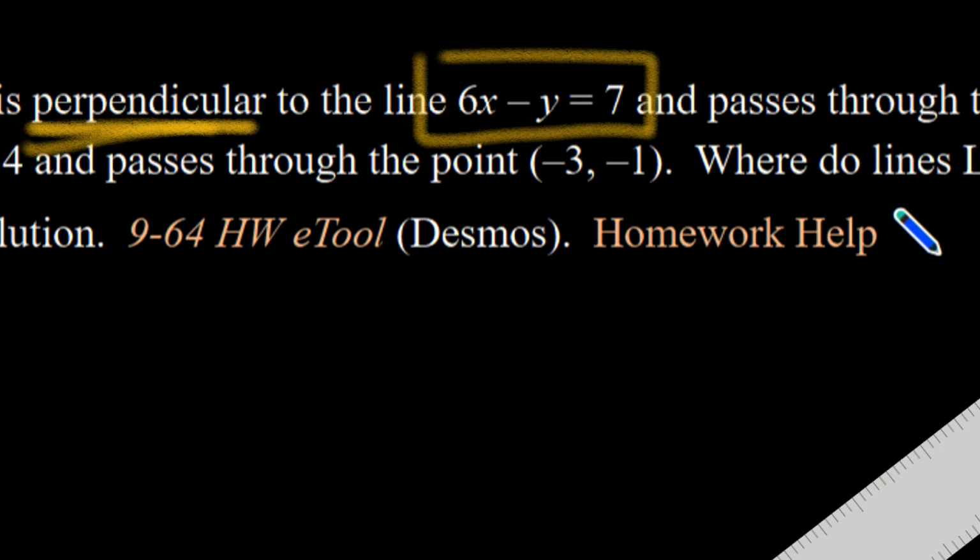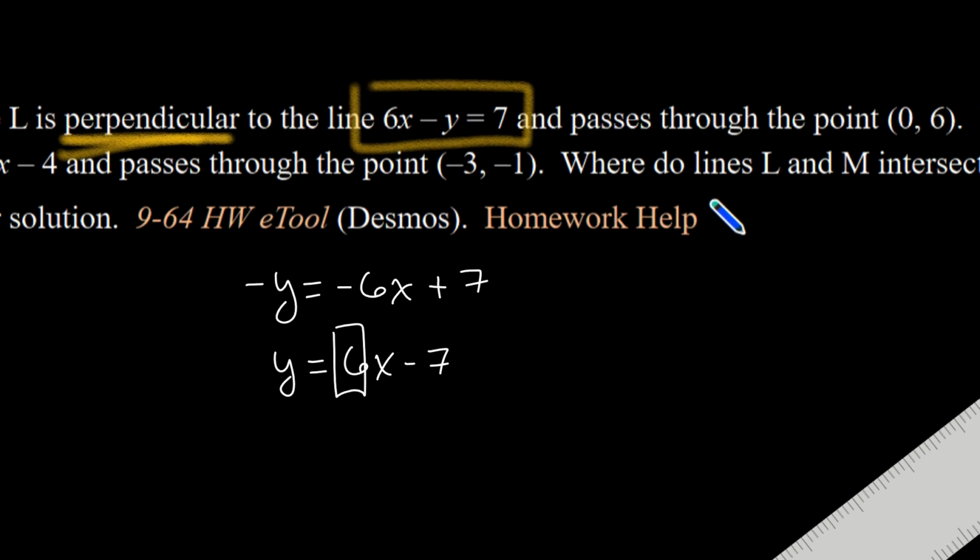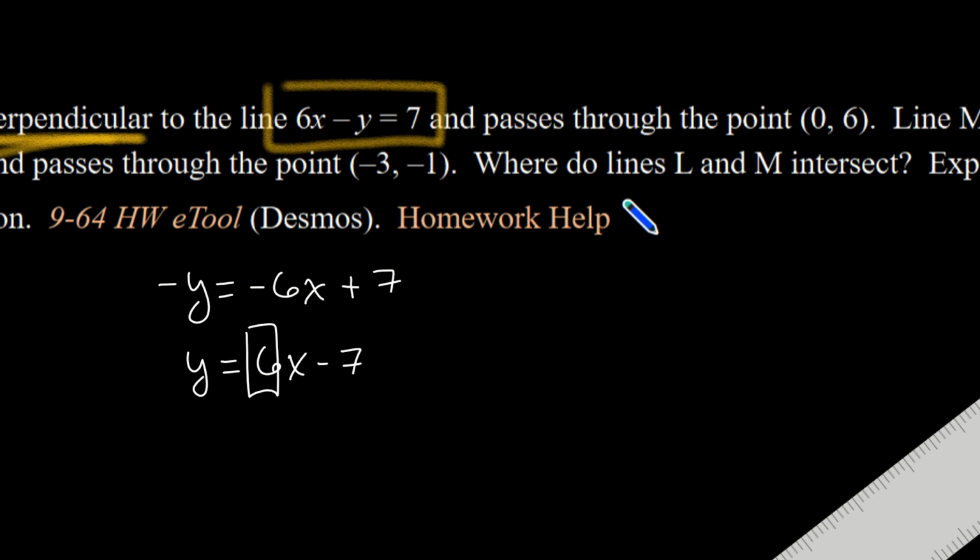Okay, well, let's put it in slope-intercept form. So this would be negative y equals negative 6x plus 7. What I did is I subtracted 6 times x from both the left and right hand side, and now I'm going to divide both sides by negative 1. So y is equal to 6 times x minus 7. So that's the slope that I'm dealing with, the slope of 6, but it's got to go through the point (0, 6). Well, that's fun because this point is my y-intercept, right? So this is super easy.